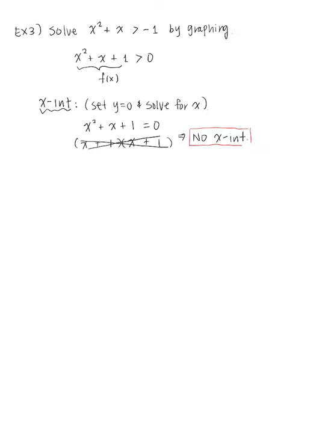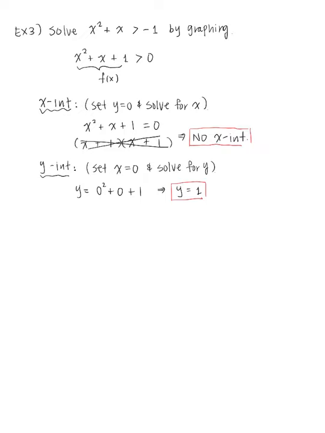Now let's go with the y-intercept. How do you find the y-intercept? You set x equal to 0 and solve for y. Then you're going to have y equals 0 squared plus 0 plus 1, right? So that implies y equals 1 is going to be our y-intercept.